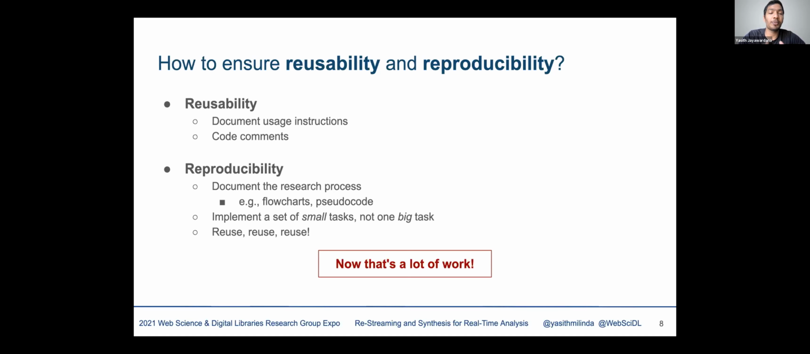So if you think about it, this is quite a lot of work. Especially when you're doing research, you want to focus more on the research than on all this stuff in the first place. Instead of doing documentation, comments, and documenting the research process, you want to focus more on the research because this consumes a lot of time. So how can you make this easier for a researcher?